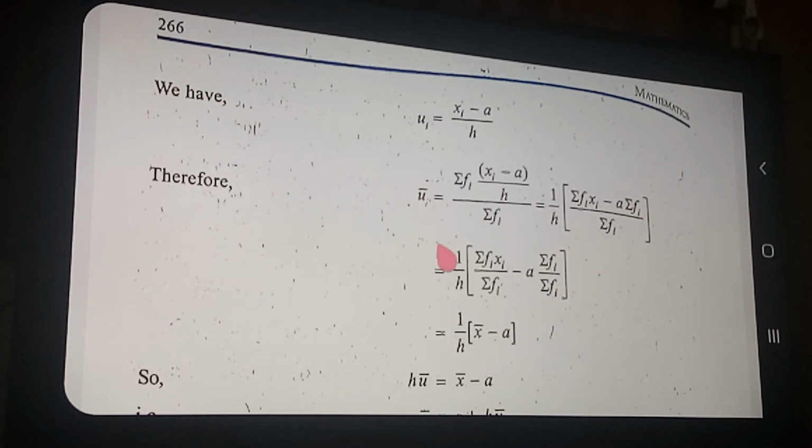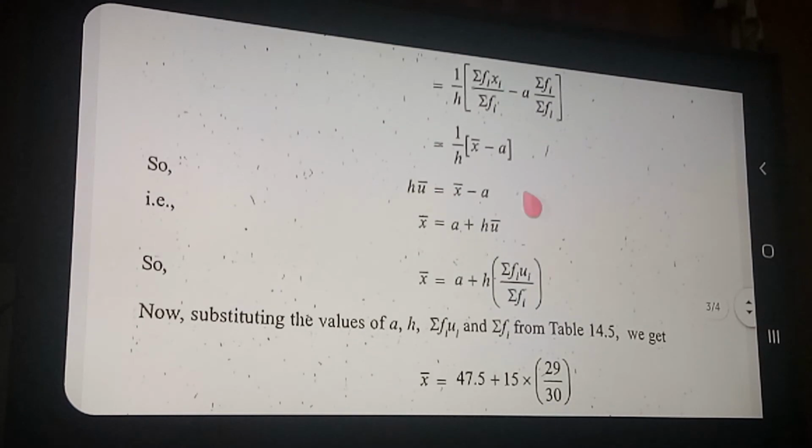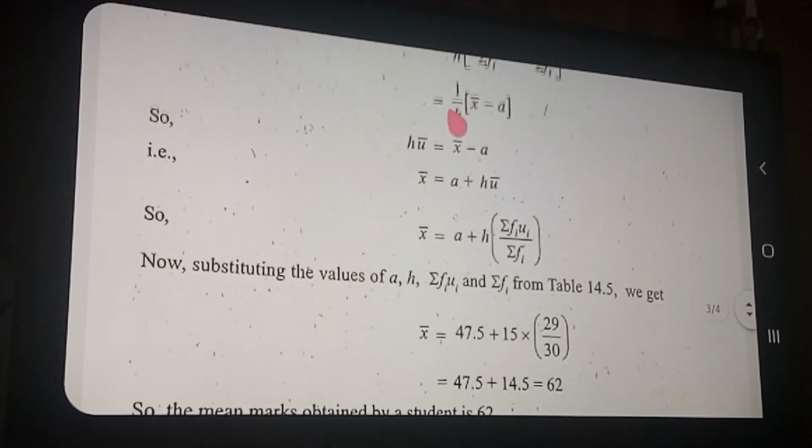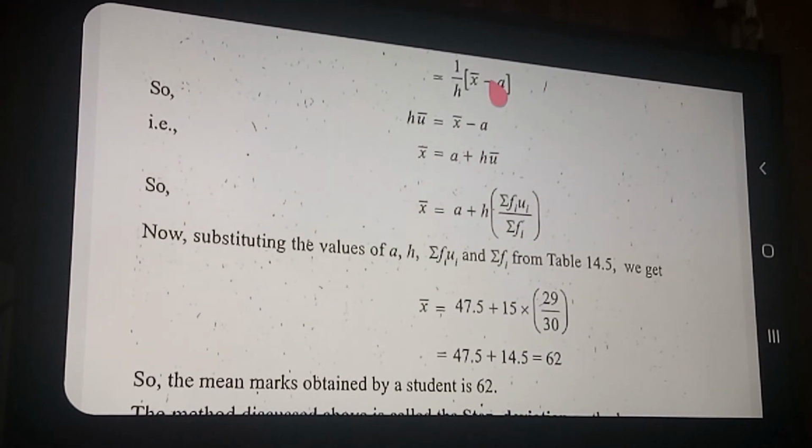Therefore, this h you cross multiply here. See here, h cross multiplying here. What will we get? h u bar is equal to x bar minus a. Clear now, this point? Okay. h u bar is equal to x bar minus a, and this a we take to this side. So what is coming? x bar is equal to a plus h u bar.